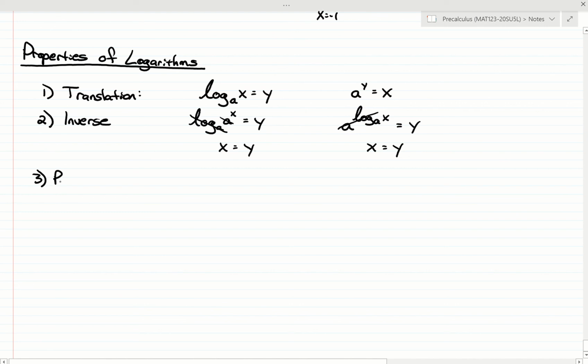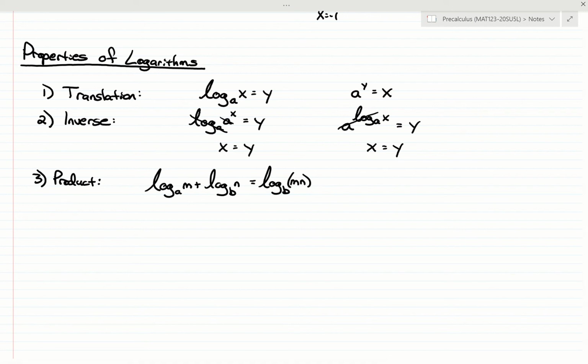Third property is called the product property. Product property says that if you have two logs, so let's call it log base a of m plus log base a of n, you could actually multiply their arguments and combine the logs. So two logs separated by a plus sign, we can combine them by just multiplying their arguments. The exponential property that that's similar to is if you had a to the m power times a to the n, with the same bases, you would actually add their exponents. So there is some similarity between logs and exponents.